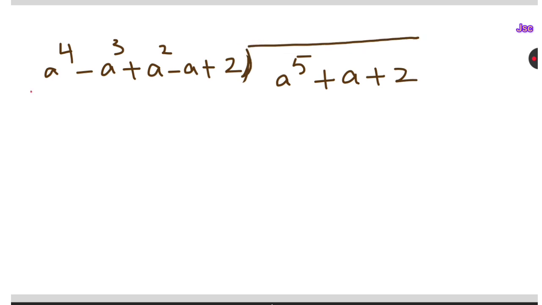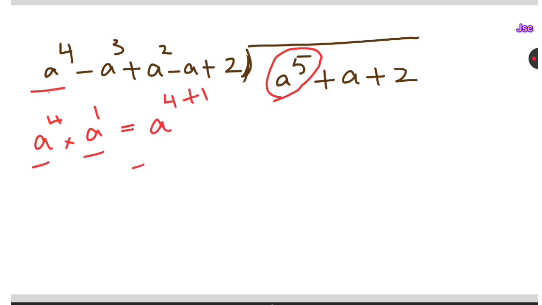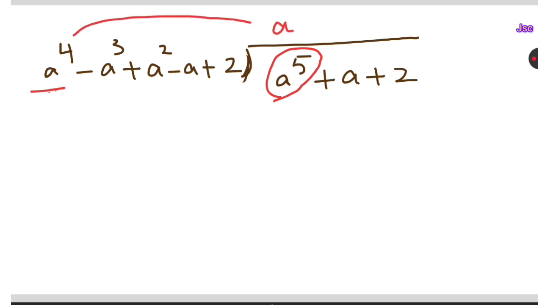In the first term we have A raised to the power of 4, and here we have A raised to the power of 5. So for this A raised to the power of 4, if you do times A, then for the A the power is 1. So A raised to the power of 1 is nothing but A only. When bases are same, we can add the exponents. So A raised to the power of 4 plus 1 gives 5. That's why first we do it with A. So A raised to the power of 4 times A gives A raised to the power of 5.